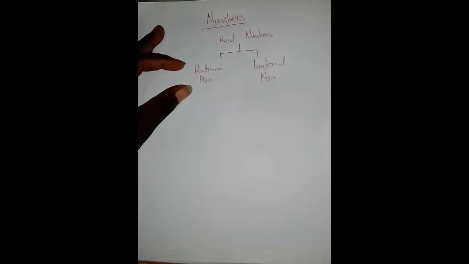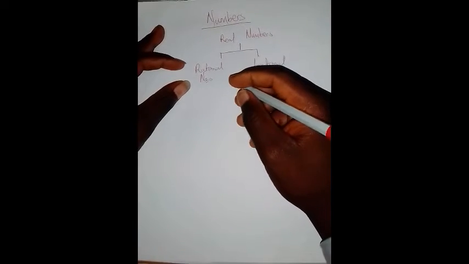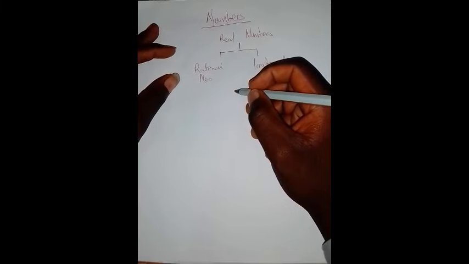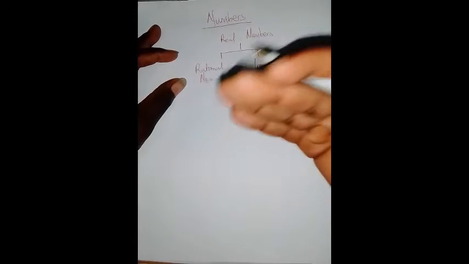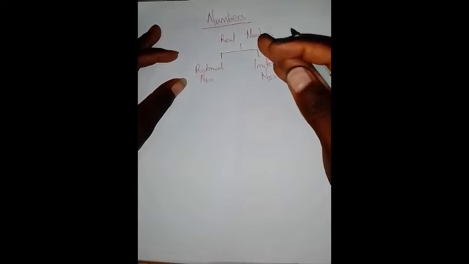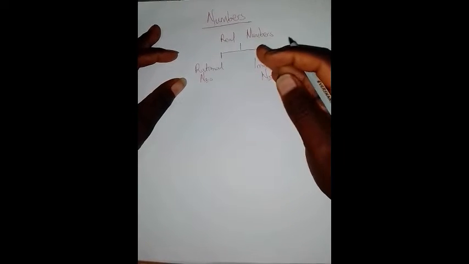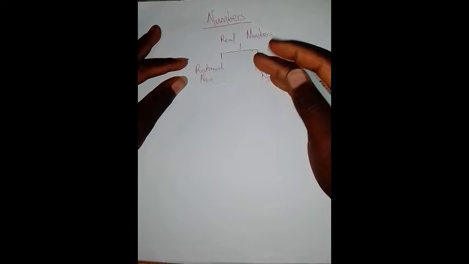Rational numbers. A rational number is a number that can be expressed as a ratio in the form q divided by p, where p and q are integers. What we are saying there is very, very simple. We are just saying a rational number is any fraction. Any number that can be expressed in the form p over q, where p and q are integers, is a rational number.